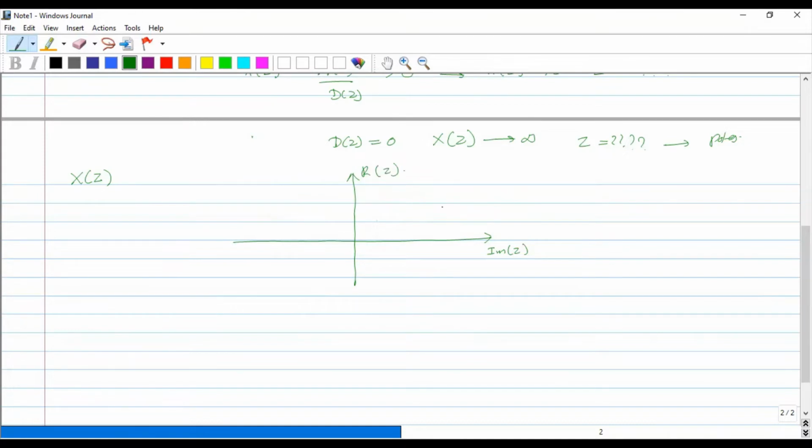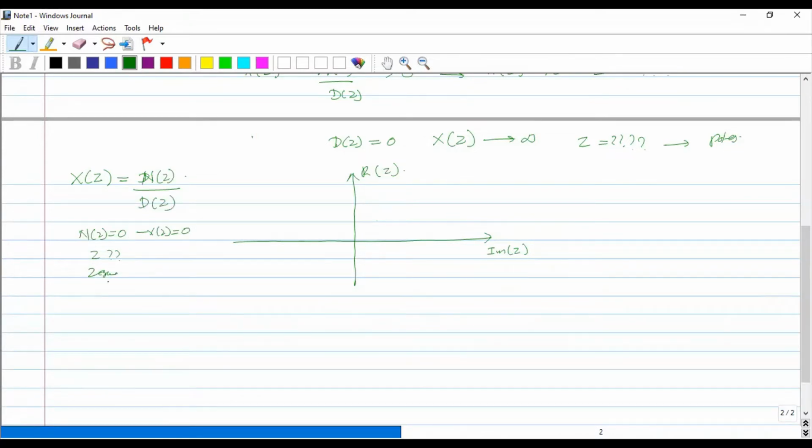If we have a z transform sequence, this will most probably be a rational function. That means we have a numerator and a denominator. If we set this numerator to 0, then X(z) also will be 0. If we find those z values, these are the zeros.